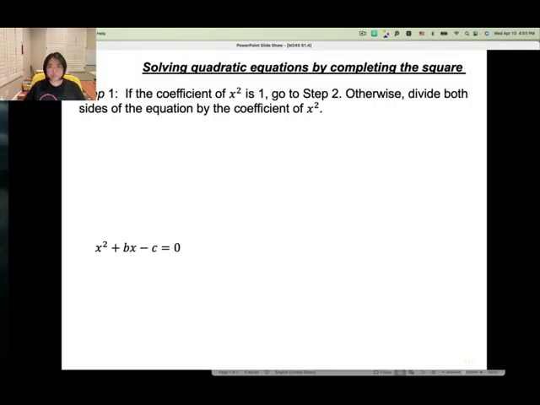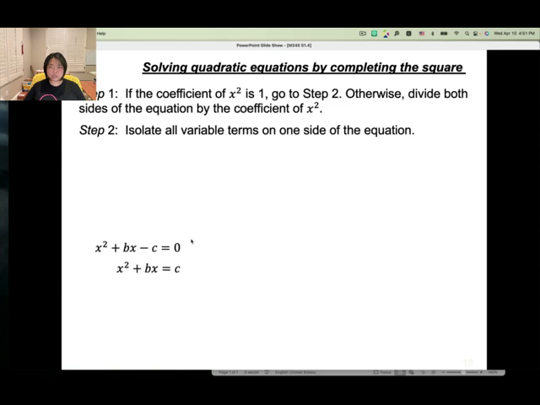Solving quadratic equations by completing the square. You guys can follow the steps here. If the coefficient of x squared is 1, go to step 2. So this is good. The coefficient of x squared is positive 1. Then go to step 2. Otherwise, divide both sides of the equation by the coefficient of x squared. Isolate all the variable terms on one side of the equation. So I keep all the x terms on the left hand side, and I put the constant terms on the other side.